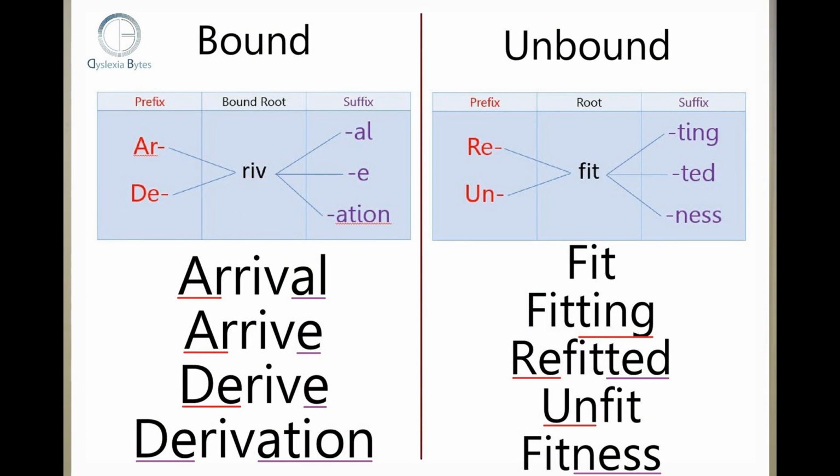What are those other things you need with it? You need prefixes and you need suffixes. So this is effectively what morphology is. It's understanding prefix, root word, suffix. Simple as that. Now, a lot of people with dyslexia, you will notice from the ages of about 5 to about 8, start struggling with their morphology.